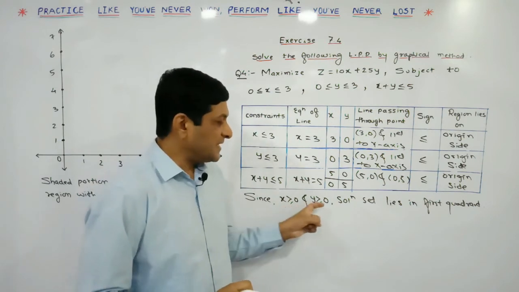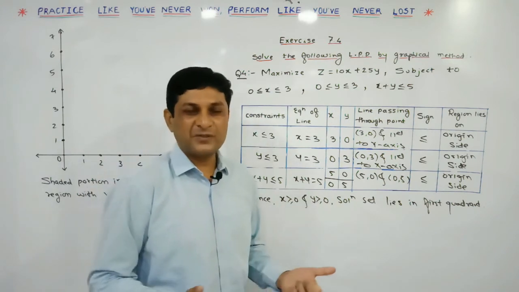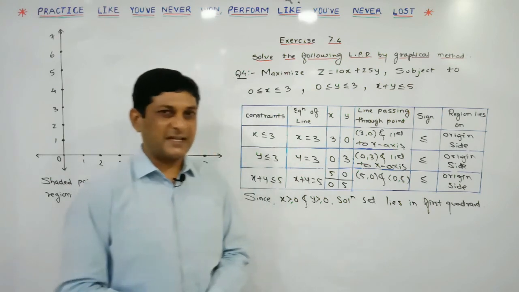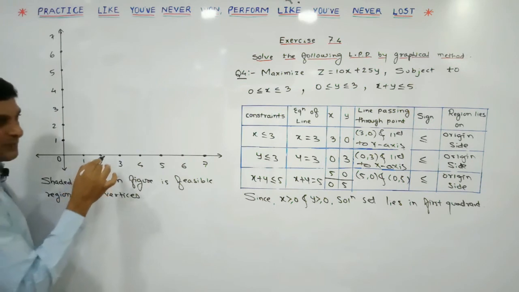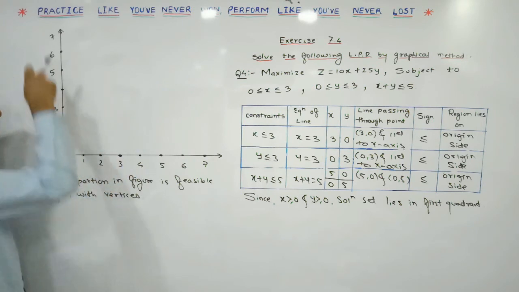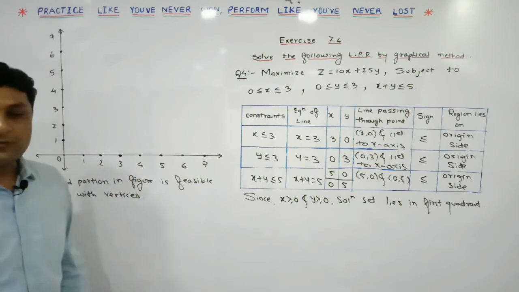Now x is greater than 0 and y is greater than 0 are given to us. At that time we know that the solution set lies in the first quadrant. So now let us draw the first line, which passes through the point 3, 0 and is parallel to which axis? Parallel to the y axis.